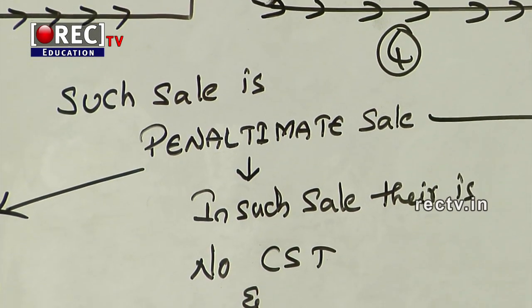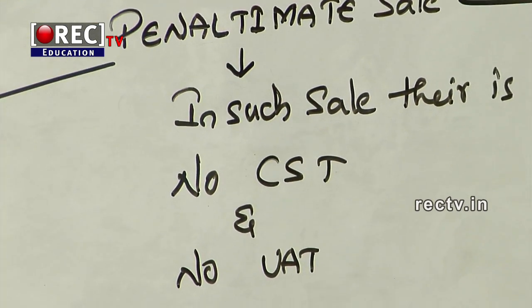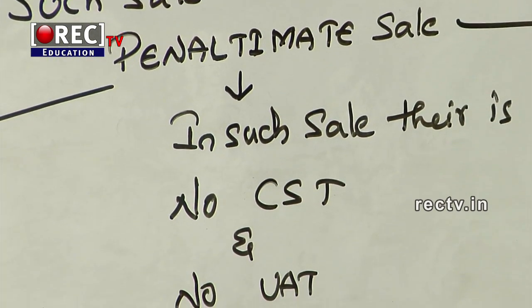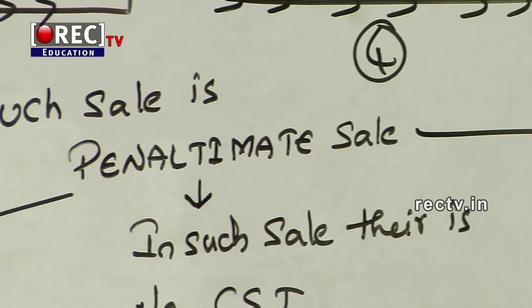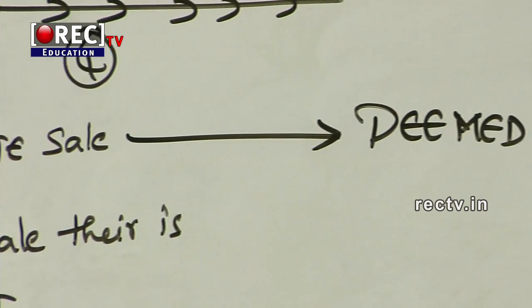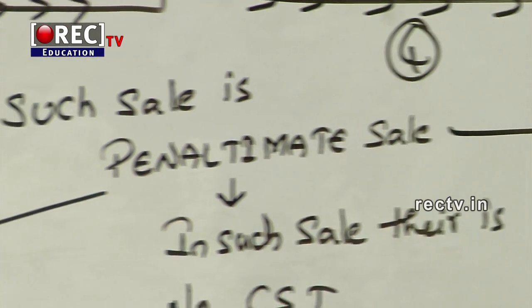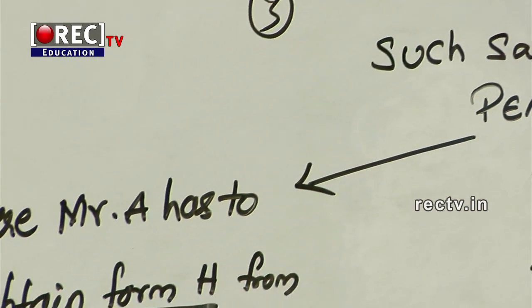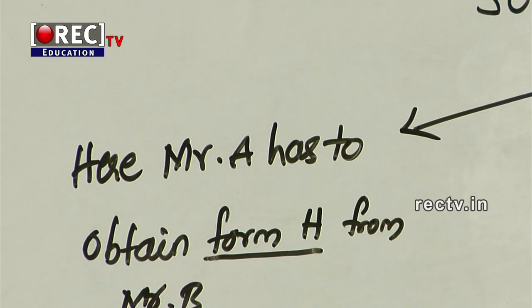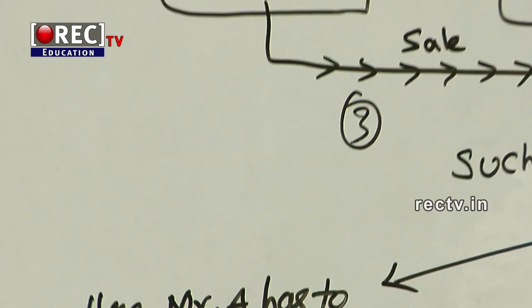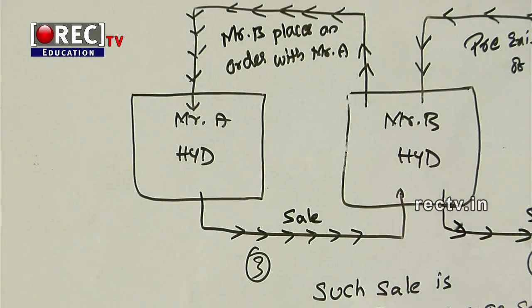In such a sale, there is no CST and no VAT. This is one of the important points for a penultimate sale. There is no CST and no VAT. And this penultimate sale is treated as a deemed export, as we have seen first. Later, Mr. A has to obtain Form H from Mr. B to say it is a penultimate sale.